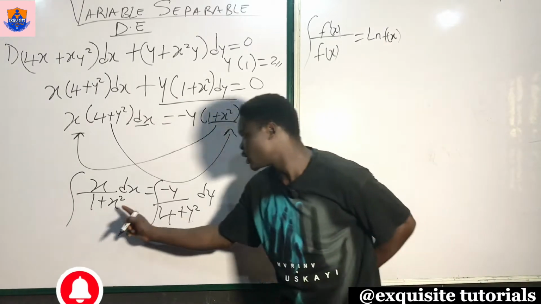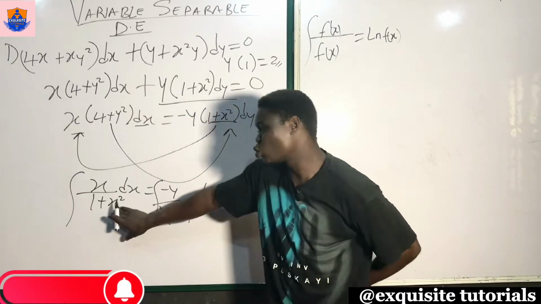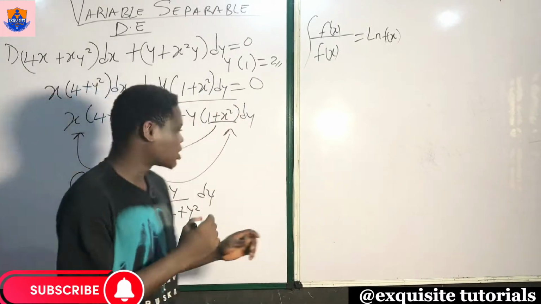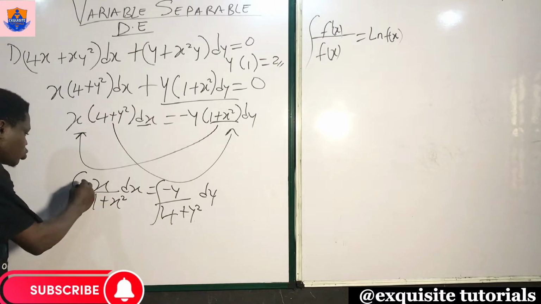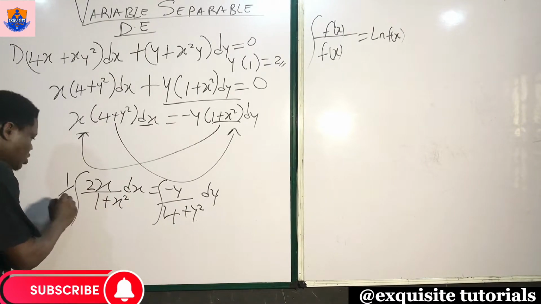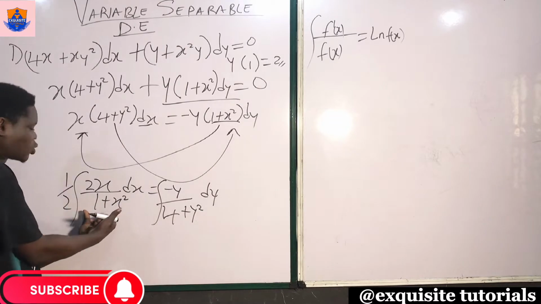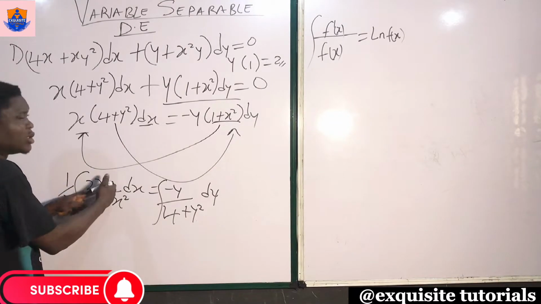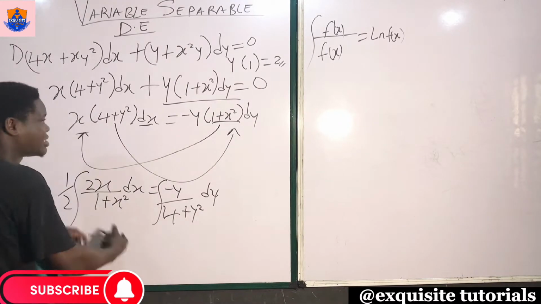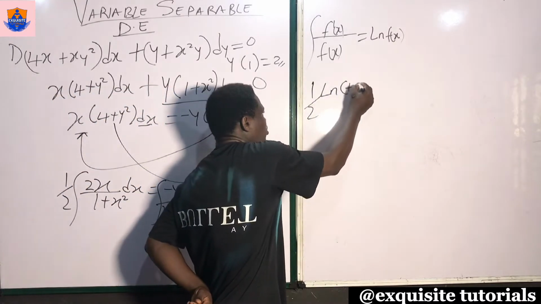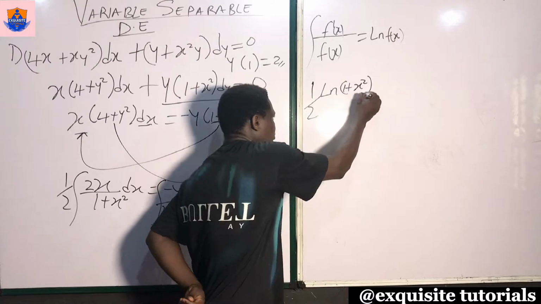Now when you differentiate 1 plus x squared, you are going to get 2x. But here there is x. How do I manipulate? I want 2x, not x. So I'll put 2 here and put 1 over 2 here so that these two cancel. Now it's making sense. When I differentiate the denominator, I will get 2x. So I can now rewrite this as 1 over 2 ln 1 plus x squared.